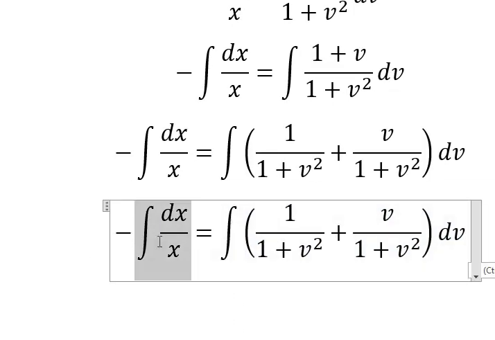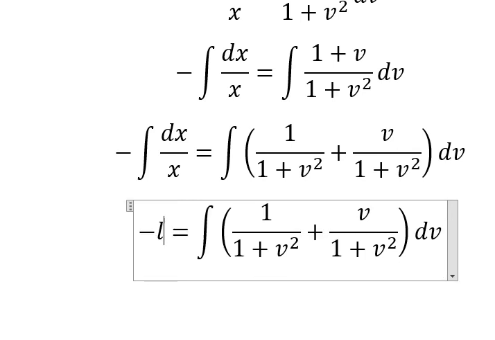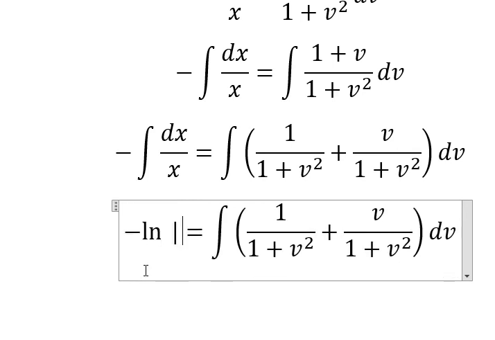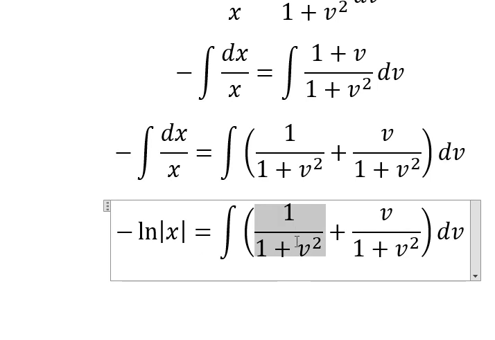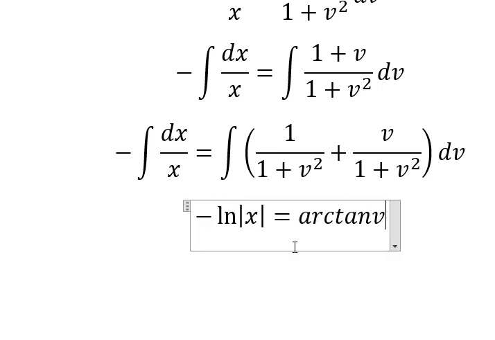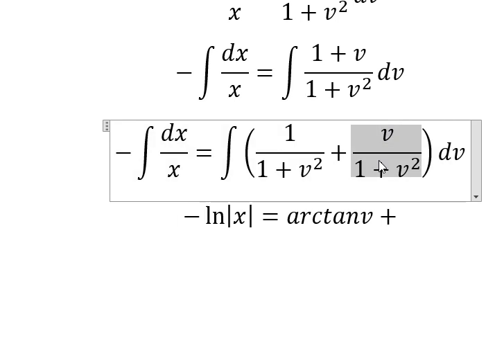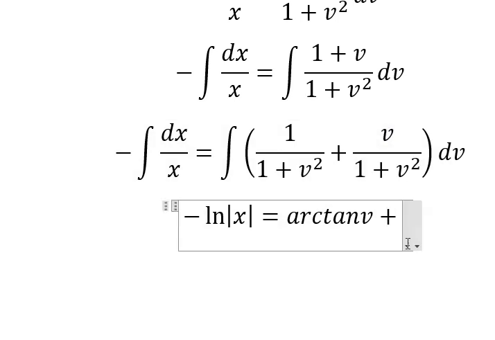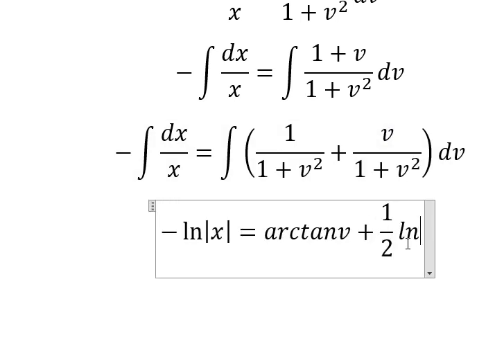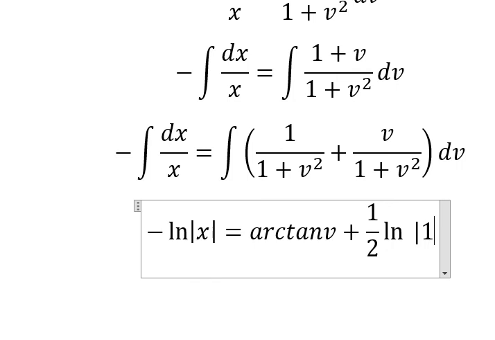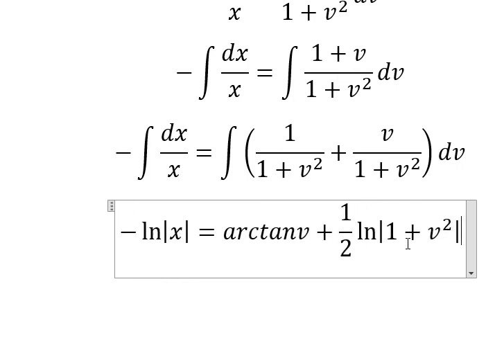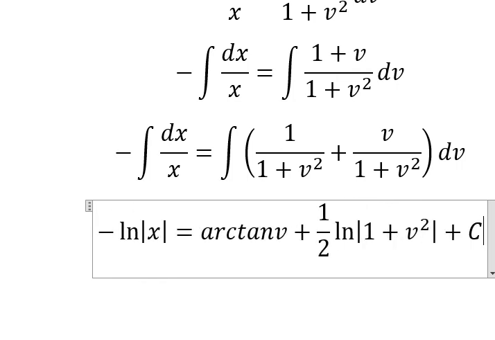So the integration of this one, we have ln of the absolute value of s. The integration of this one, we have arctan of v. The integration of this one, we have 1 over 2 ln of the absolute value of 1 plus v square. And I will put about c.